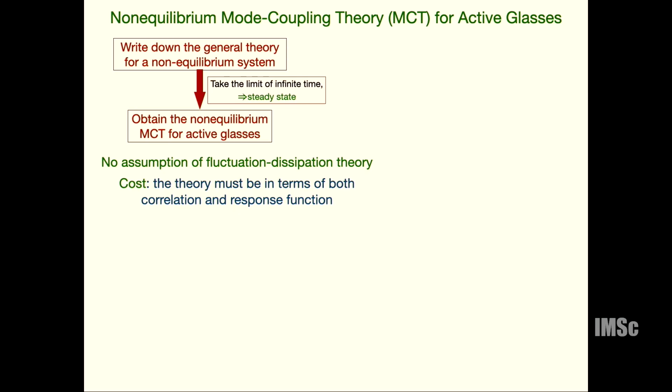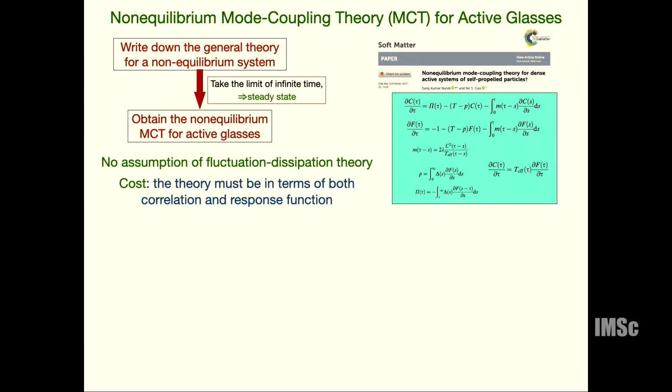So the main point within this derivation is that there is no approximation of the fluctuation dissipation theorem, and therefore the theory should be applicable for the steady state out of equilibrium. But the cost that we must pay for that is that the theory becomes a theory in terms of both the correlation and the response function. So it becomes much more complicated.